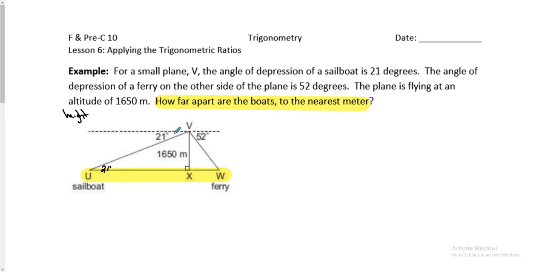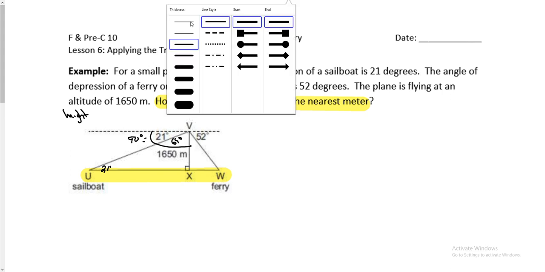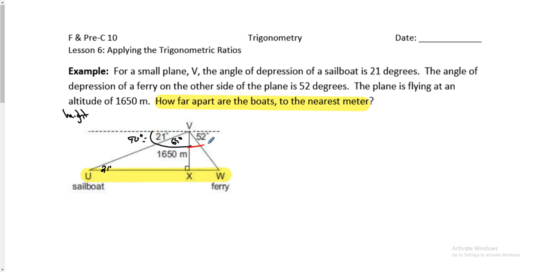The other way that you can do this is that this whole thing should equal 90. So 90 minus 21, sorry, is 69 degrees here. And this whole thing, I gotta make sure my line, there we go, should also equal 90, because the whole line is 180. 90 minus 52 gives us 38.